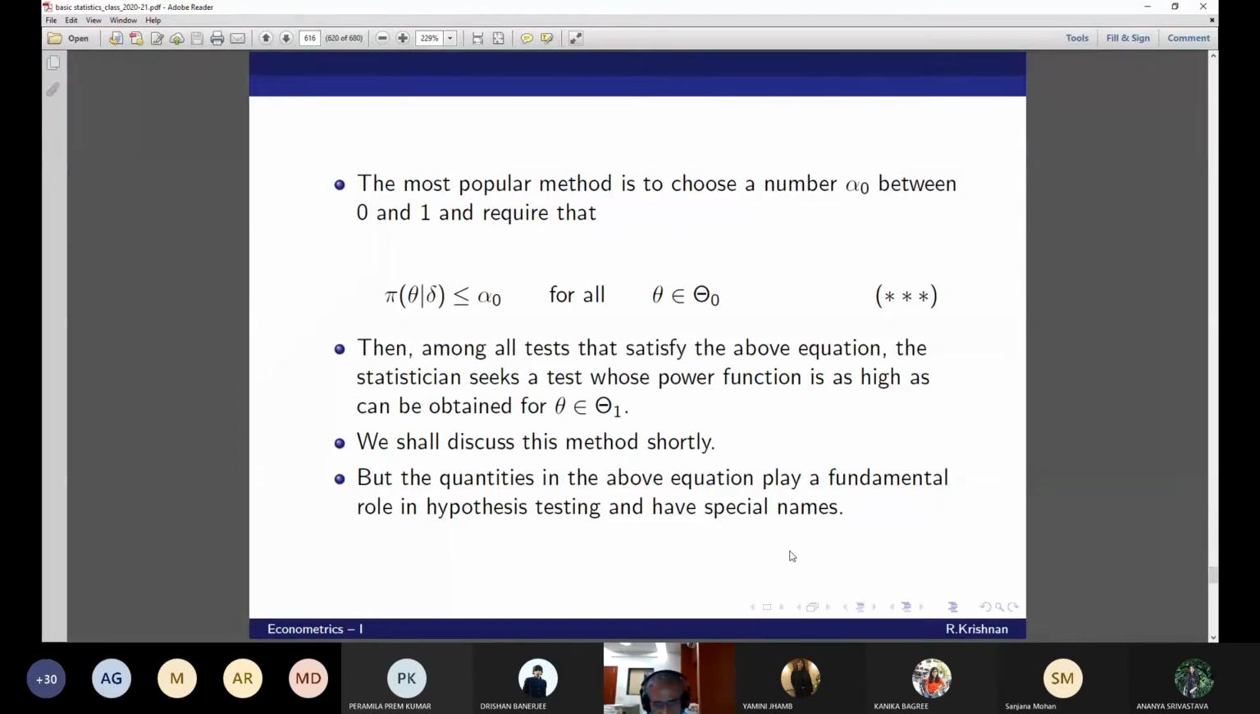Do you understand this bullet point? No, sir. Sir, I had a doubt in the first bullet point. So, sir, is it like setting an upper limit to the probability of type 1 error? The power function is less than or equal to alpha naught. I won't say we are setting an upper limit. We are just arbitrarily choosing.